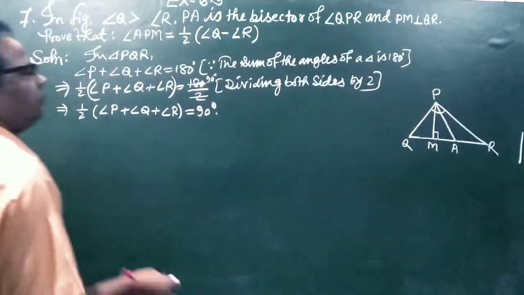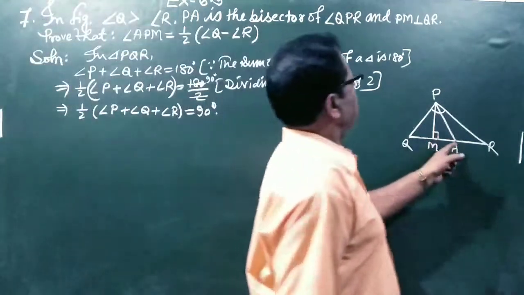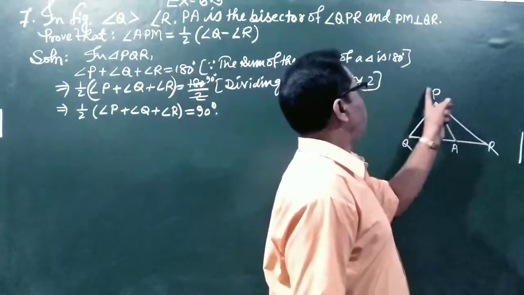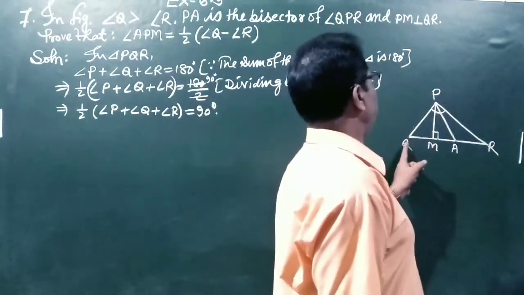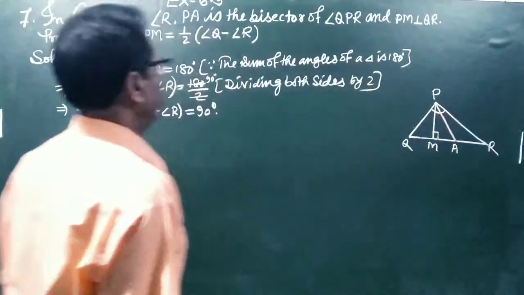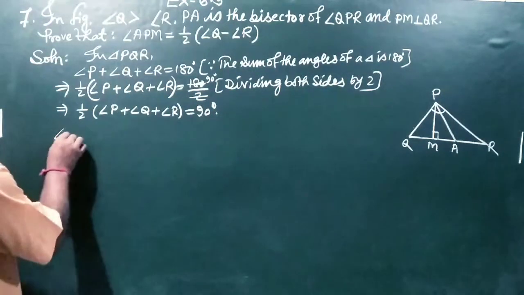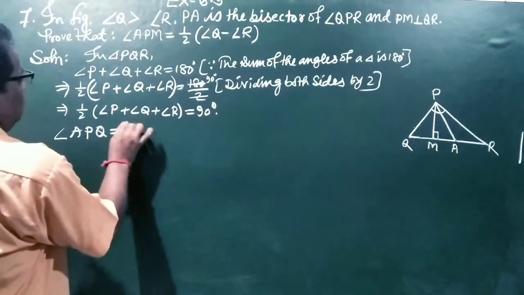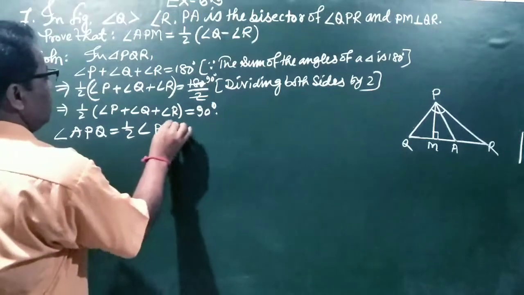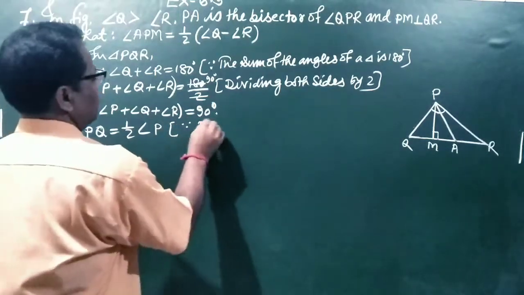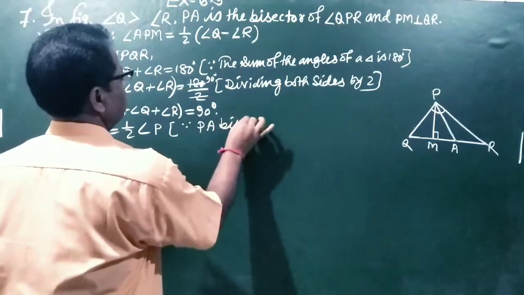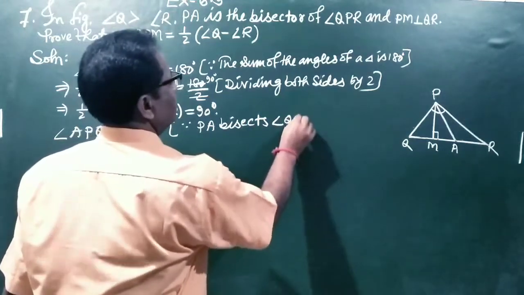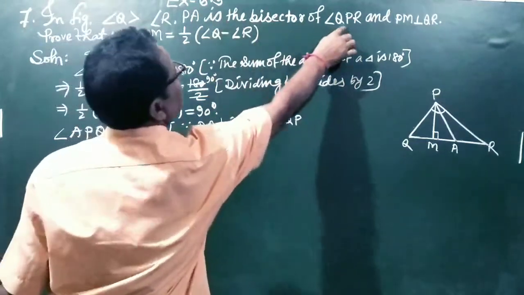Now in triangle MPQ, one more piece of information is given here, that PA is the bisector of angle QPR. Therefore angle APQ will be half of angle P, since PA bisects angle QPR, as it is given here.